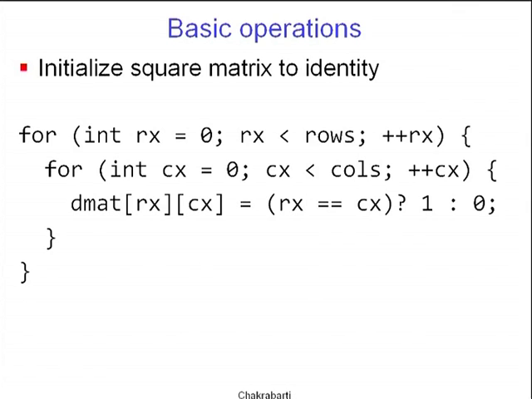So if I want to initialize a square matrix to identity, what's the identity matrix? 1 on the diagonals, 0 away from the diagonals. So I say for int rx equal to 0 through rows, int cx equals 0 through columns, dmat rx cx is equal to, if rx equal to cx then 1, otherwise 0. Fine, so this is quite trivial. Everyone happy with this example? Creating an identity matrix? Yeah?